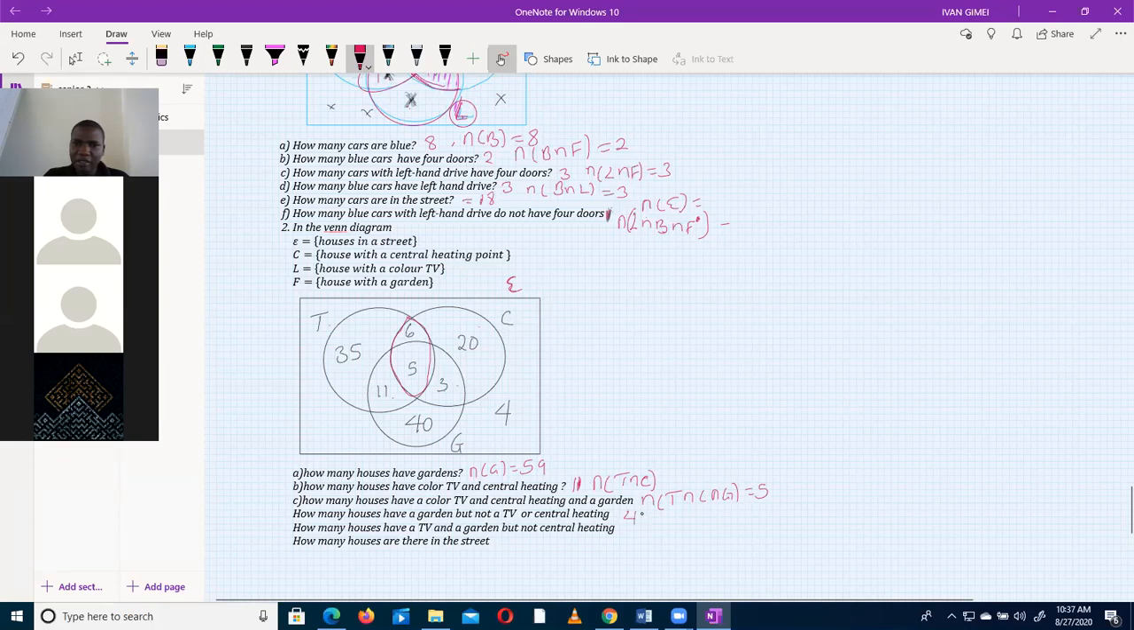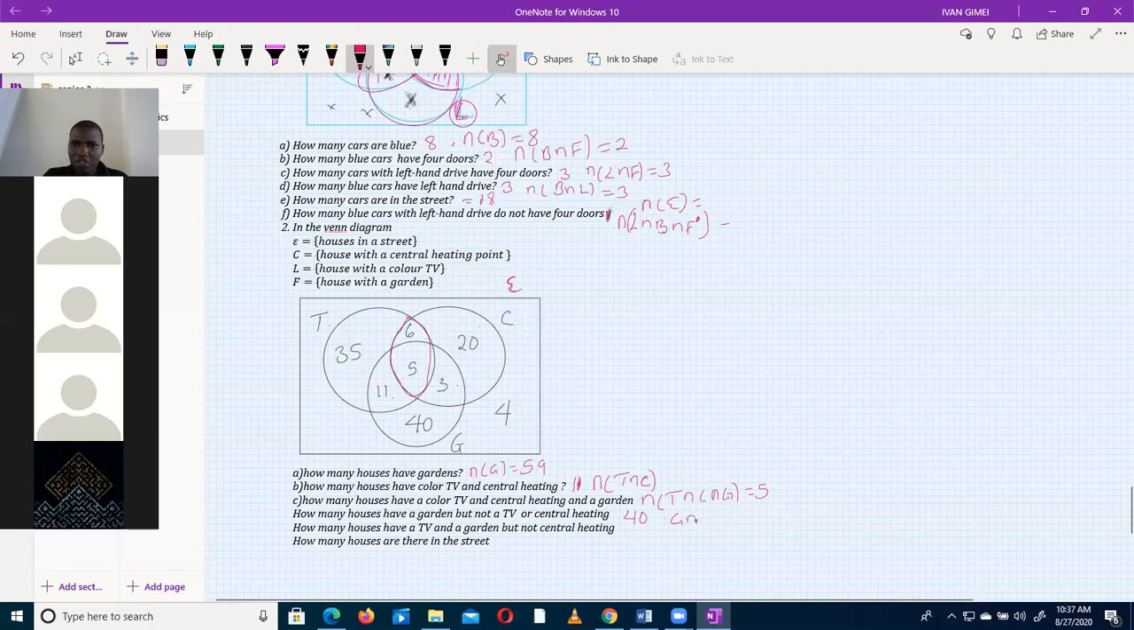How do you write this in set notation? G intersection T complement intersection C complement. This is the number of those that have gardens, but not this and the other one. So we have this equals 40.